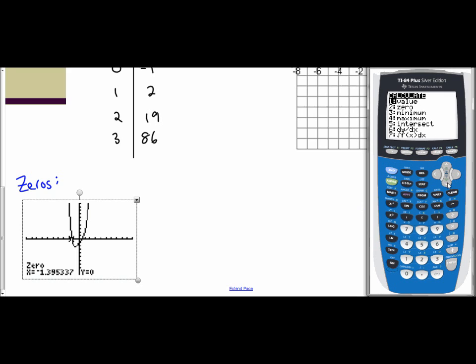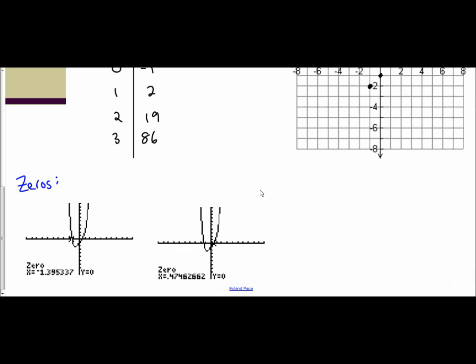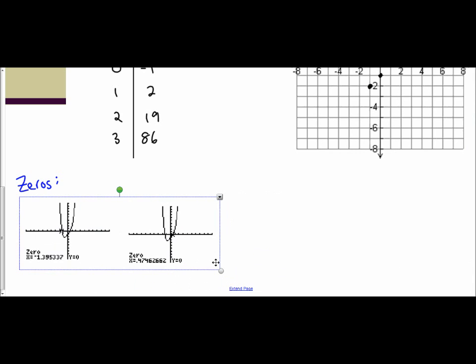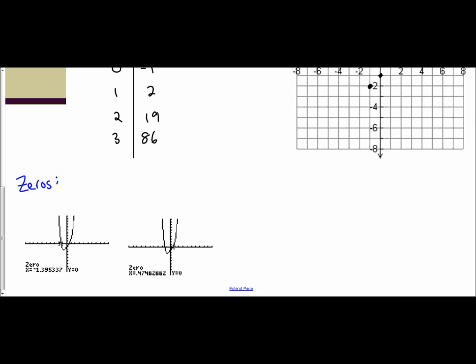Repeat the process again for the other x-intercept. So second calc, 0. Enter. Left bound. So go to the left of the x-intercept I see, hit enter. Right bound. Move the cursor to the right of it. Hit enter. Guess, hit enter again. So I have my 2 zeros that I can plot on my graph. Make sure you write them down, that x equals -1.40 and 0.47.